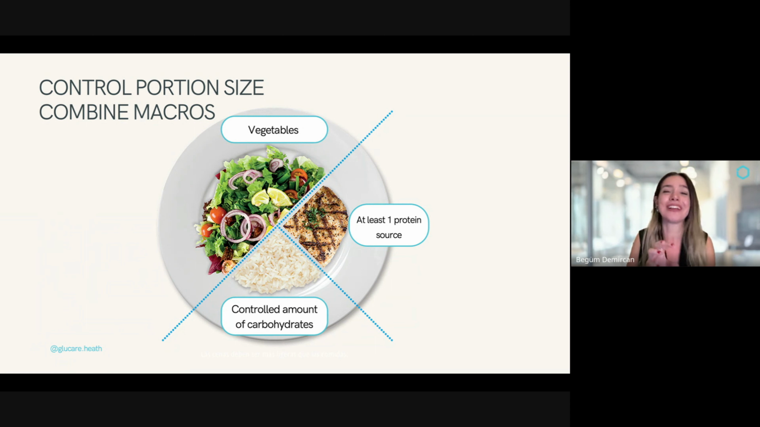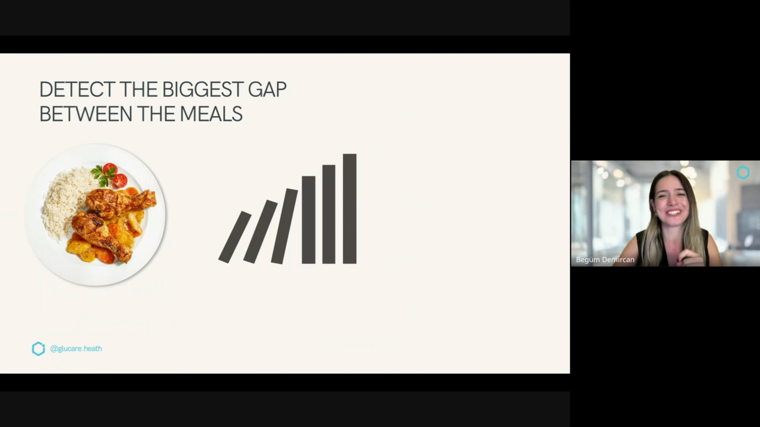And at least only a quarter of your plate should be starchy carbohydrates. So try to control them, like one and a half cups of grains, and start with your veggies, continue to your protein, push the carbs to the end. You will see the difference.